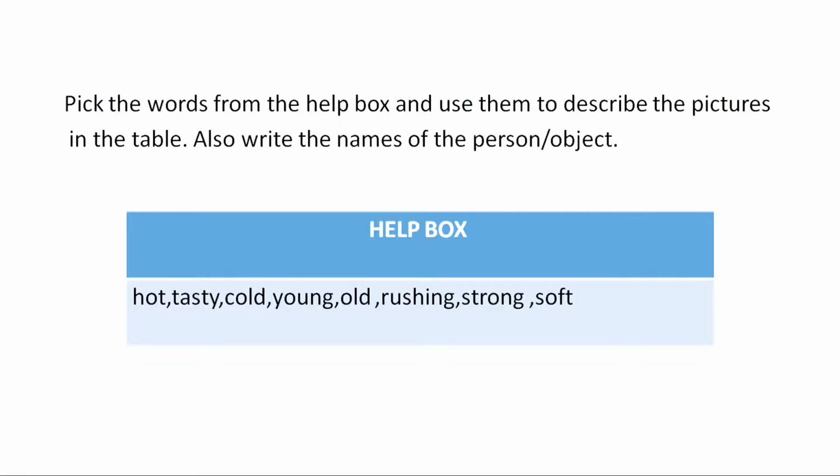Like rushing is either with the river, that is the movement of the water, or even when you are getting late, rushing for school, rushing for the meeting. Like in the morning, the father is rushing and the mother is after him: take this, have your food. So that's rushing. Then strong: chair, table, furniture, also a person. And then soft: your bed, your cushion, your toys, your blankets. Anything can be soft.